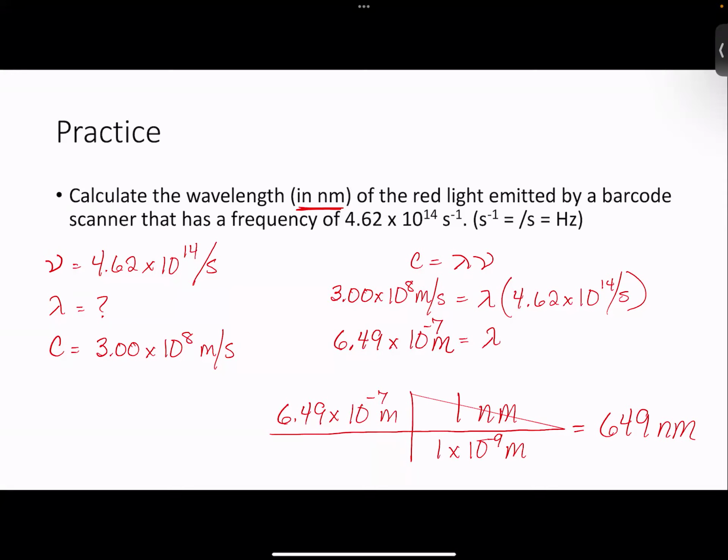Speed of light equations and energy equations are common areas where you're going to need to be able to convert between meters and nanometers. So in other words, you're going to have to use your metric prefix conversions.